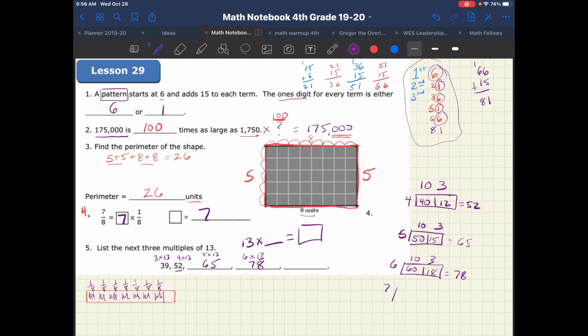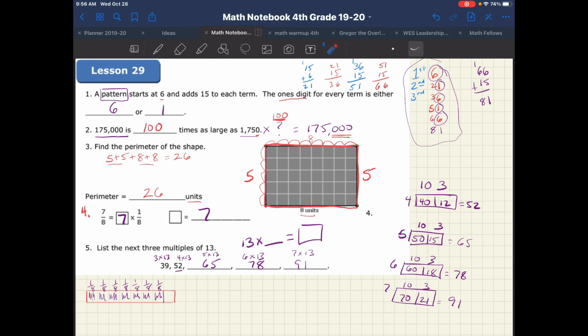And finally, 7 times 13. 7 times 10 is 70, 3 times 7 is 21. That is going to equal 91. So my last multiple here is 91. That is 7 groups of 13. So there you go. The next 3 multiples of 13 were 65, 78, and 91. And that is the end of lesson 29.